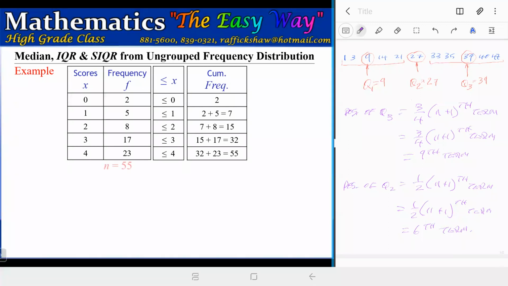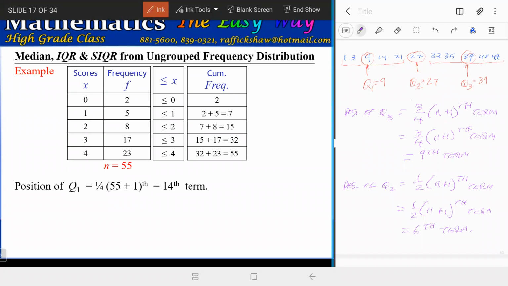So now we know that there are 55 values. And now we want to find the position of Q1, the first quartile. This is the calculation for the position of the first quartile. For the n, remember it's a quarter of n plus 1. So the position of the first quartile is the 14th term. Somebody look at the table up here and tell me which line would have the 14th term in it.